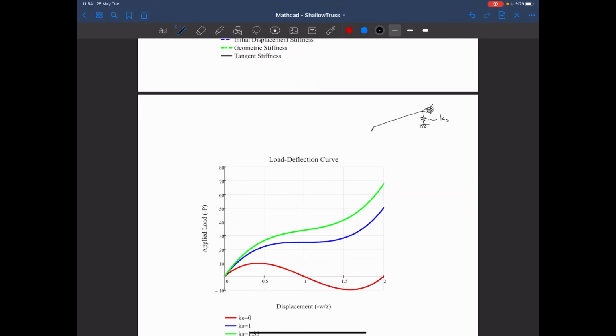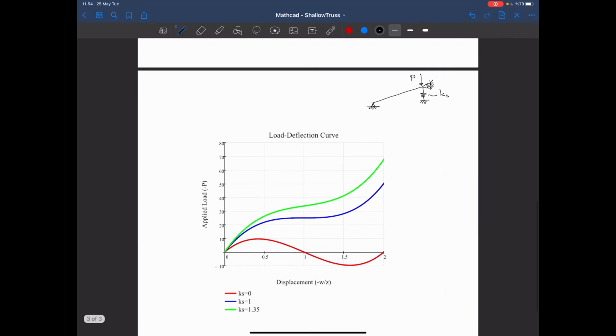This is Ks and that's P. So depending on the Ks value, we can see a stable system. So when Ks is equal to 0, we have an unstable system, a perfect snap-through. So I make Ks equal to 1, then we see a better behavior, but some very low stiffness at this point. And when Ks is larger, we always see a positive slope.